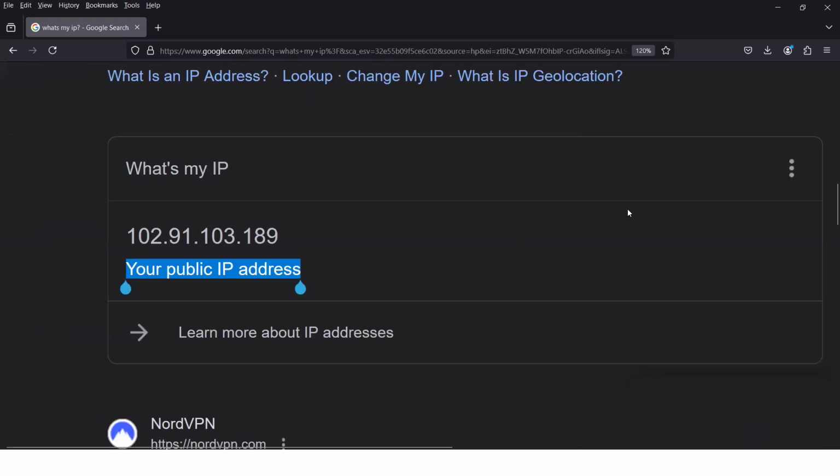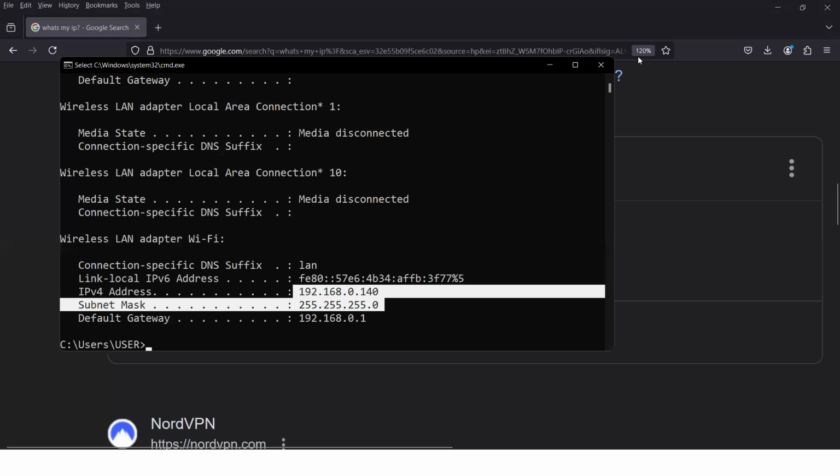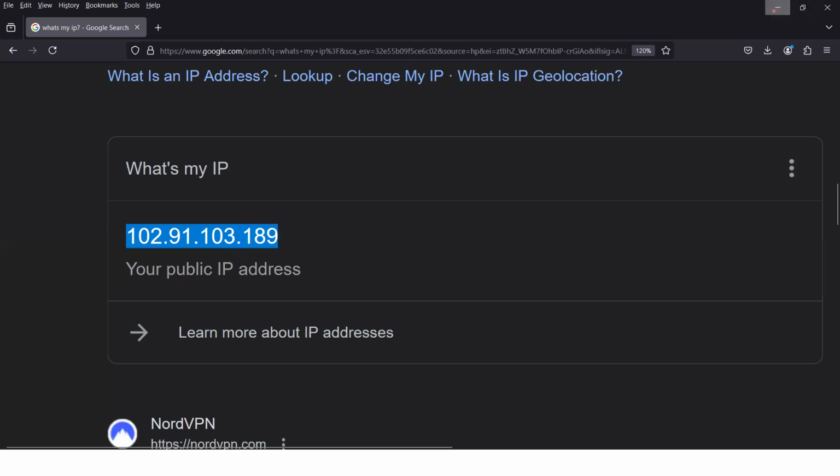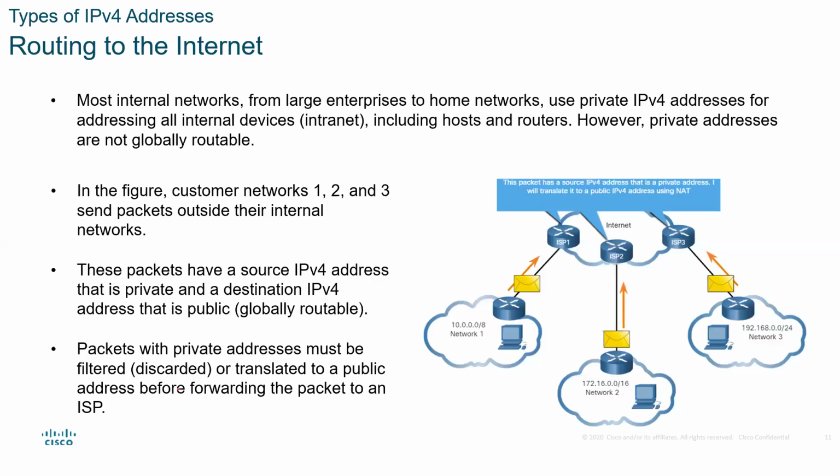Just zoom it. So this is my public IP address, but my private IP address is showing something different. This is what my private IP address is showing, and you see, my private IP and this are not the same thing. If you check within the IP range, you will see that this one falls within the range, but this one is not within that particular range. Okay, so that's the concept.